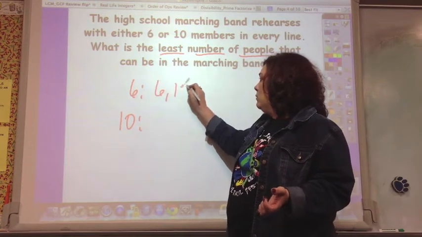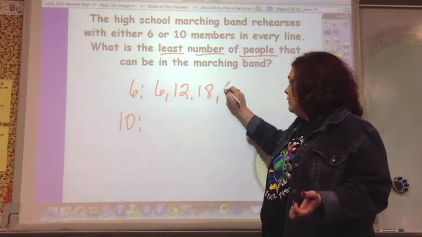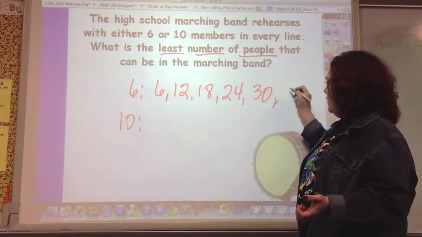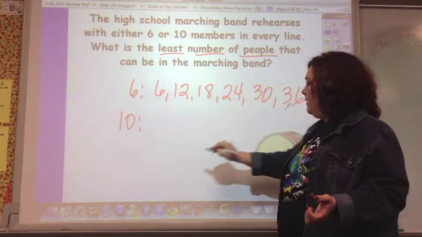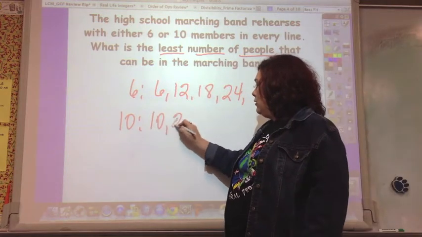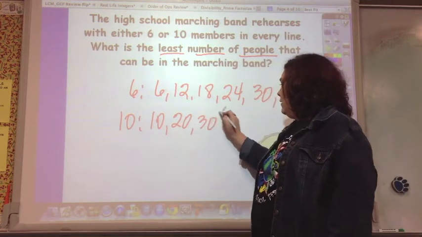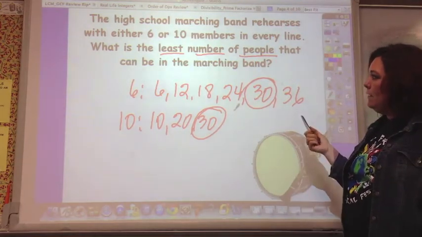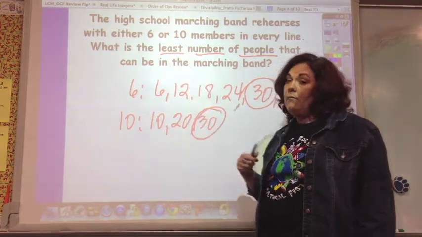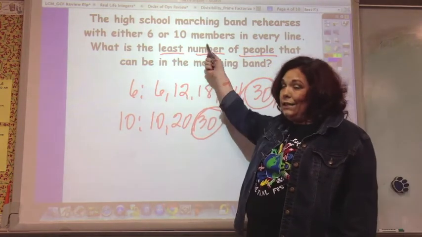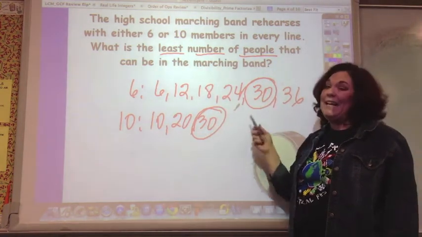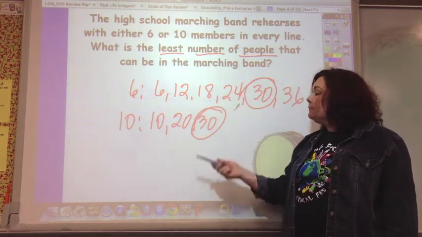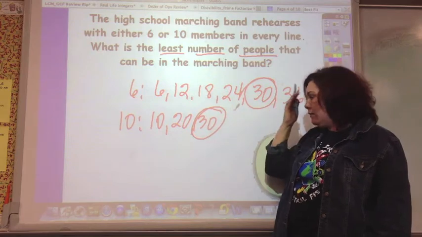So 6, 12, 18, 24, 30, and then I could keep going, but let's start with the 10s, 10, 20, 30. So 30, because I'm not going to have a marching band with less than 6 members. I'm not going to have a marching band with less than 10 members. So it makes sense that my answer is bigger than the two things I started out with. So the answer is 30.